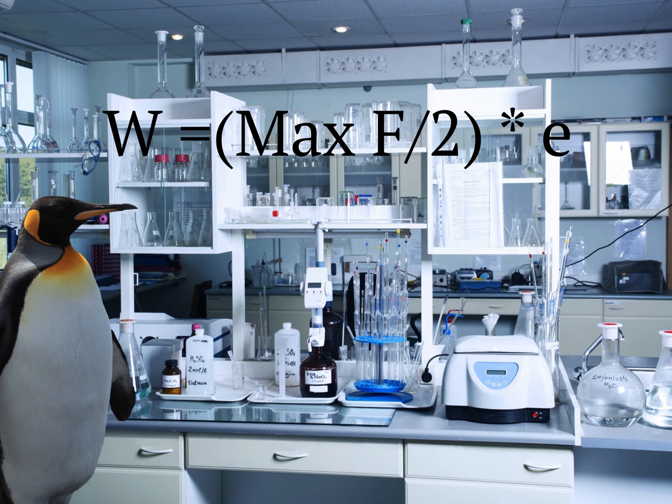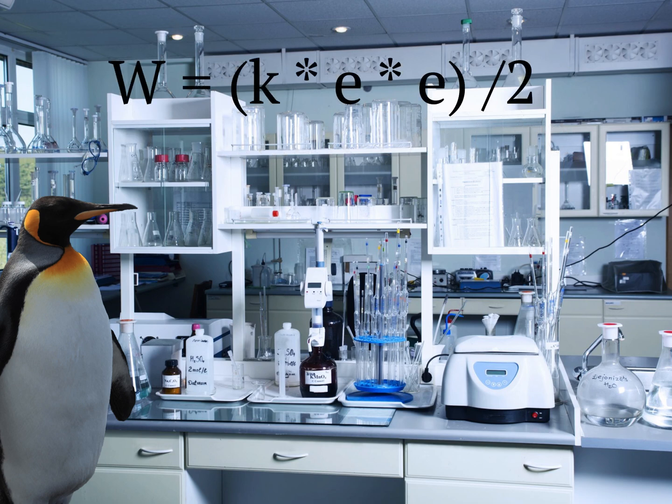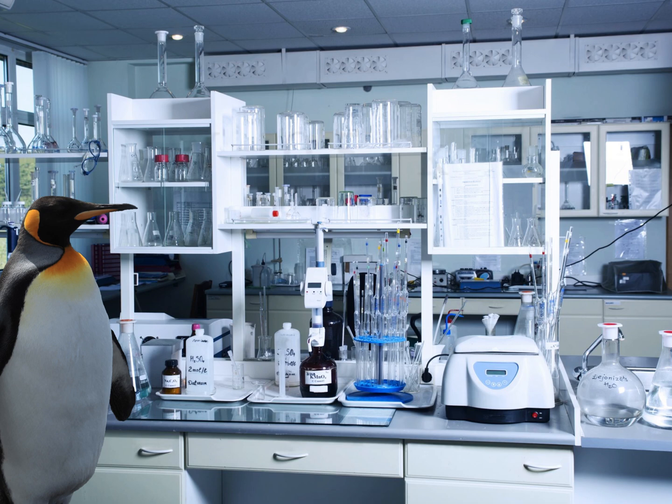We already know that force equals K times E, the spring constant and the extension, so we can swap that for maximum force, and that gives us work done equals K times E, all divided by 2. And E times E is just E squared. So our final formula for energy in the spring is the work done equals a half times the spring constant times the extension squared. Okay, well that was tricky, so let's pause for a moment.